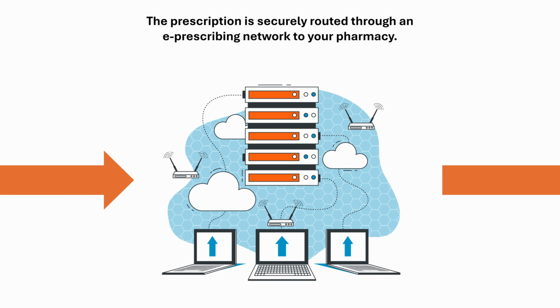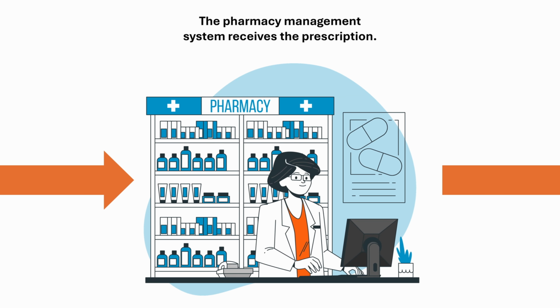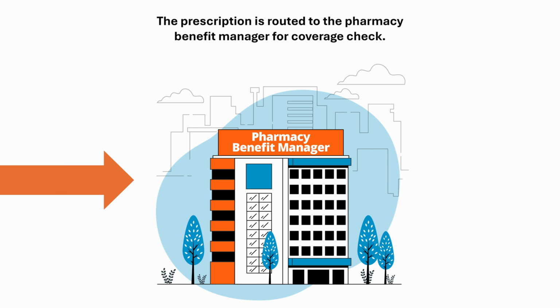Your electronic prescription is then securely routed by an e-prescribing network that connects healthcare providers to pharmacies nationwide. Your chosen pharmacy receives the prescription directly into their pharmacy management system. Before filling it, the pharmacist checks with your health plan's Pharmacy Benefit Manager, or PBM, to determine if the medication is covered by your insurance plan.